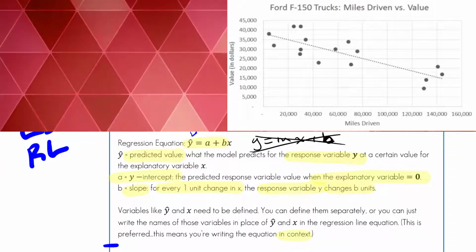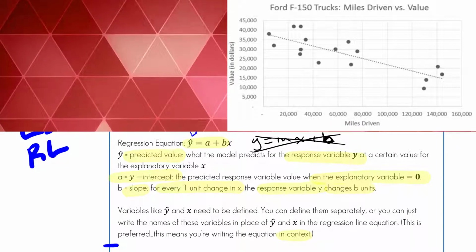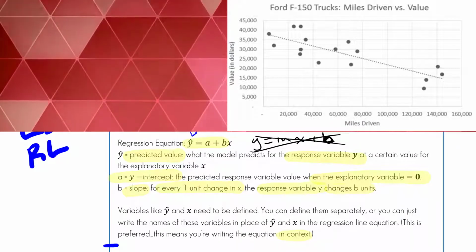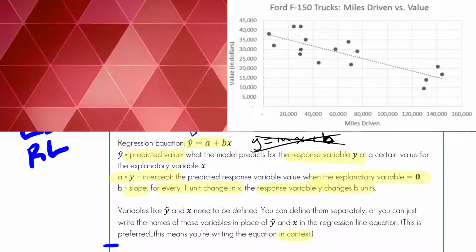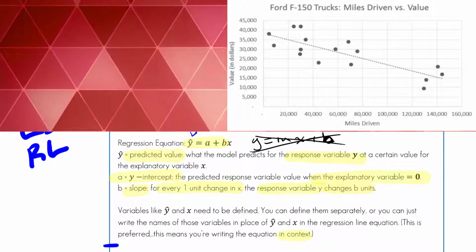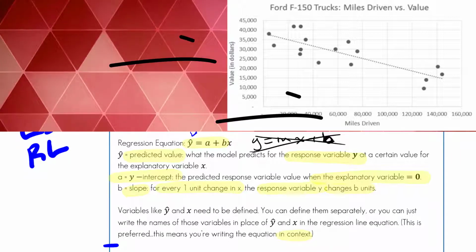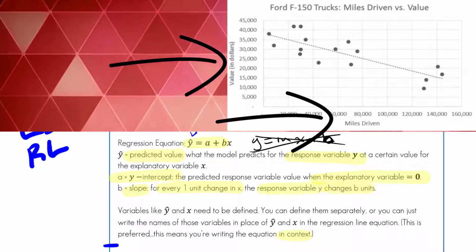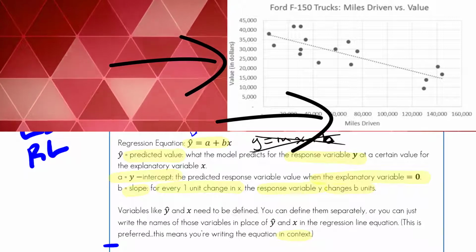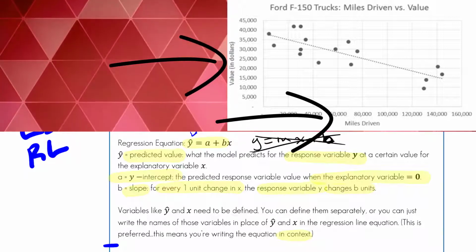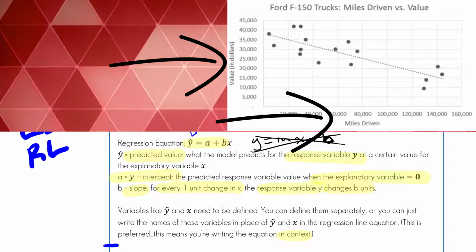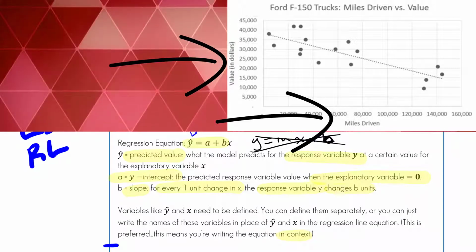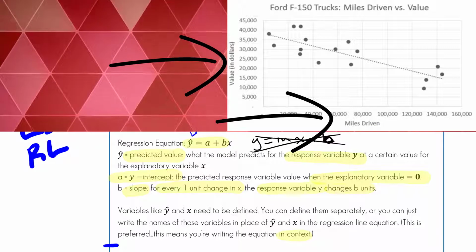So here's our context. You should now see on your screen the scatter plot for these Ford F-150 trucks, miles driven versus value. And what we see here, it's really important to look at what's on each axis. The x-axis has the miles driven on these trucks. That means it's our x value or our explanatory variable. It is being used to explain the change in our response variable, which is on the y-axis, which is the value of the truck in dollars.